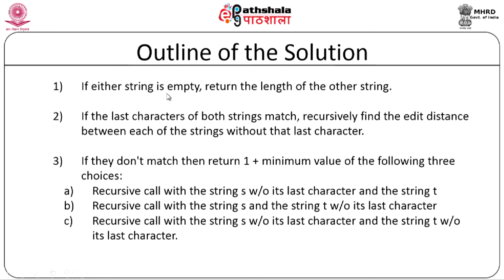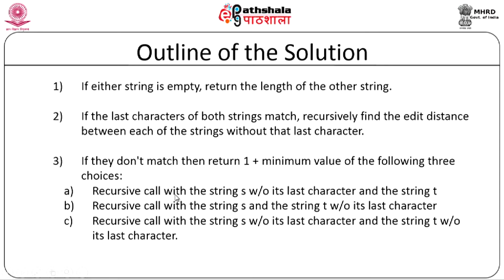If either string is empty, then the length of the other string is returned as the result. For example, if you have a null string and another string ABC, at least 3 operations are required to transform the null string to the string ABC. And if the last characters of both the strings match, then we can recursively find the edit distance without the last character.